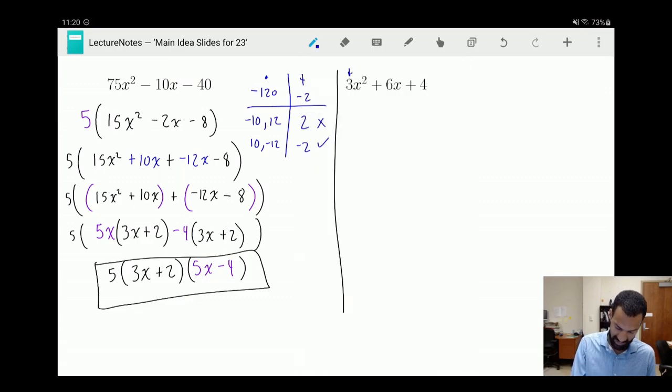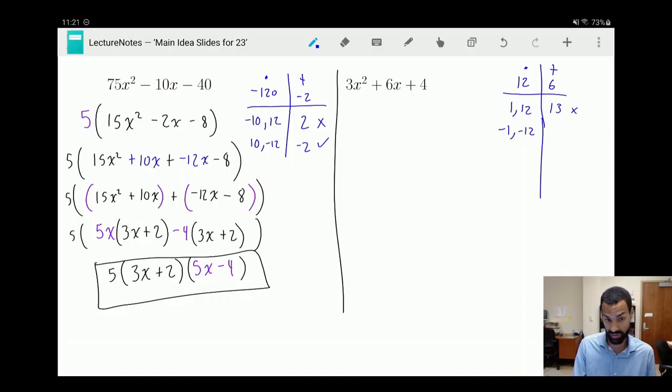Okay, so 3 times 4 is 12. I need two numbers that multiply together to be 12, but when I add them together, I get the middle number 6. So what could I multiply to get 12? 1 and 12. That would add up to 13. That's no good. Let's not neglect the negatives here. Negative 1 and negative 12, those add up to negative 13.